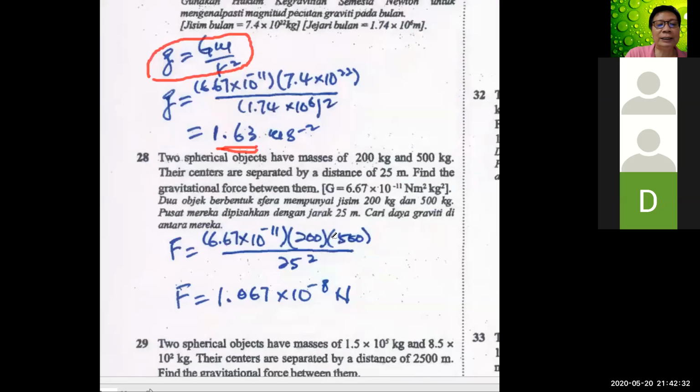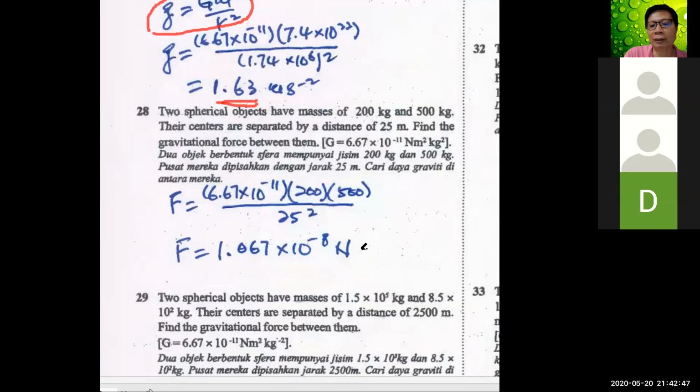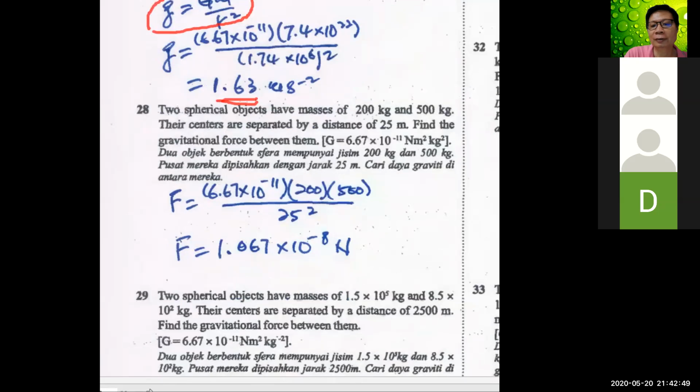Straightforward. I think you just see the answer and you understand now. By the force, G, M1, M2 over the square of the distance. Everything is just substitution. I think this one is okay now. You can copy the answer already.